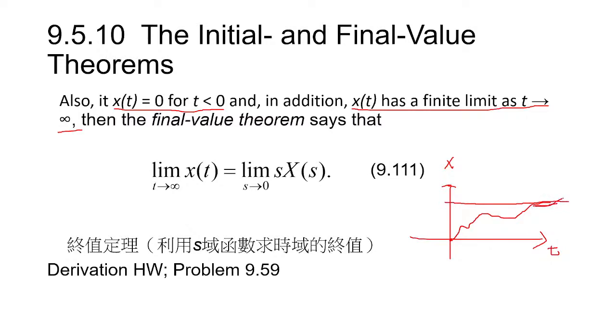Approach some value, so maybe going up and down, but it will converge to some value. And they want to see what this value is. Then you calculate basically the same thing, still s times big X of s. But now you take s equal to 0, and you get the final value of x of t.